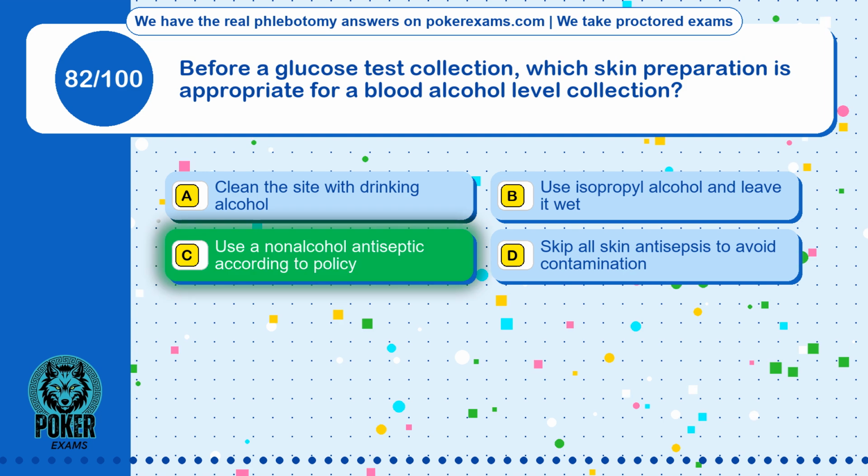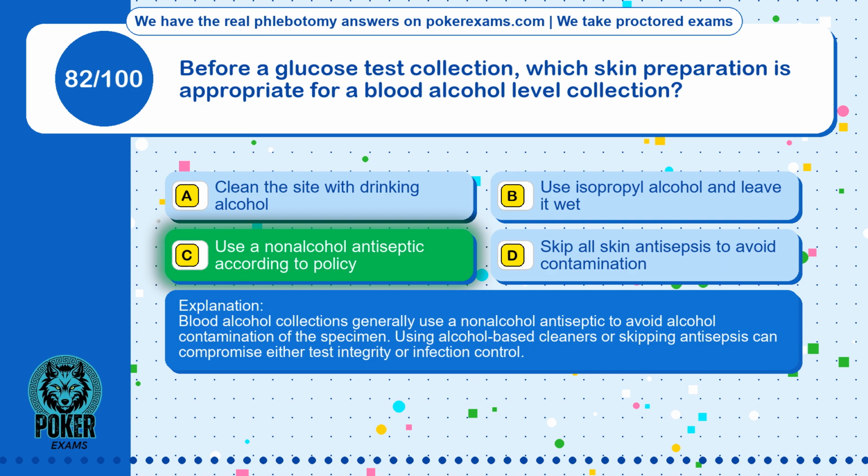The correct answer is option C. Use a non-alcohol antiseptic according to policy. Blood alcohol collections generally use a non-alcohol antiseptic to avoid alcohol contamination of the specimen. Using alcohol-based cleaners or skipping antisepsis can compromise either test integrity or infection control.